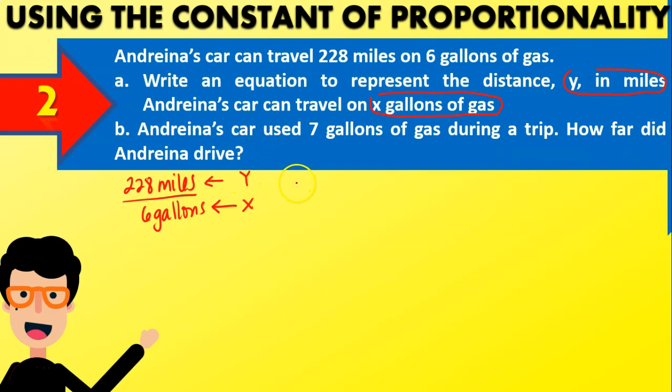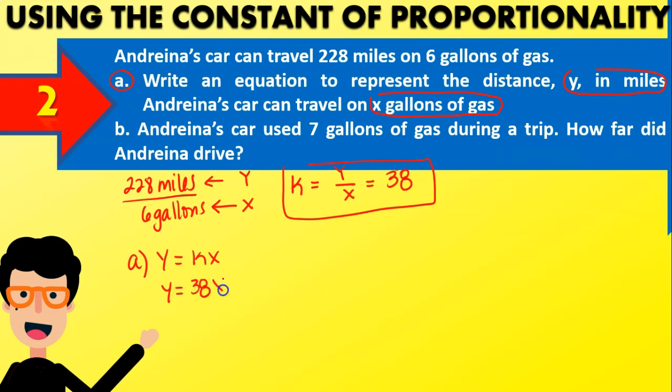So we just have to substitute these values in the formula. So k is equal to y divided by x. So that means we have to divide 228 by 6, which is going to give us 38, right? So 38 miles per gallon is going to be the constant of proportionality. Now, A asks us to write an equation, and we have to remember that the equation is y equals k times x, which means y is equal to 38 times x. And this is going to be the equation that they are asking us to do.